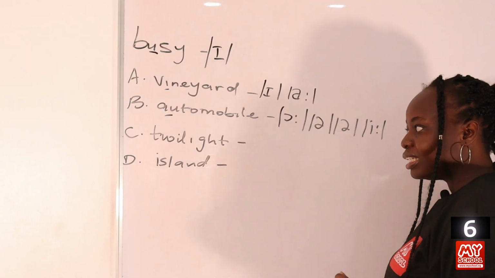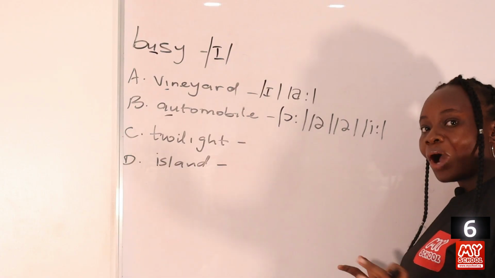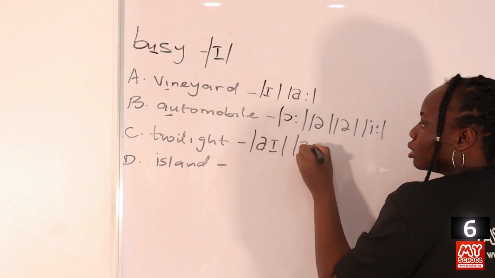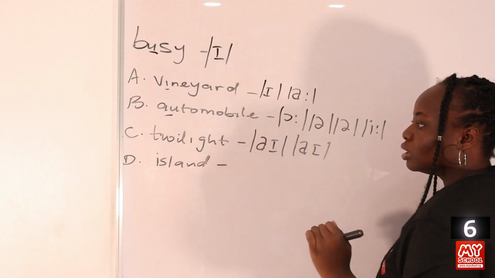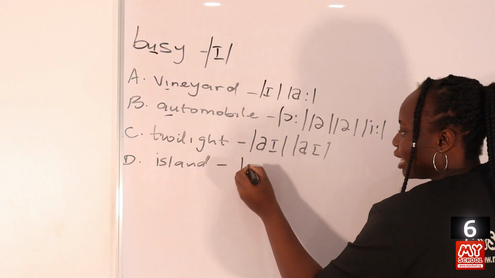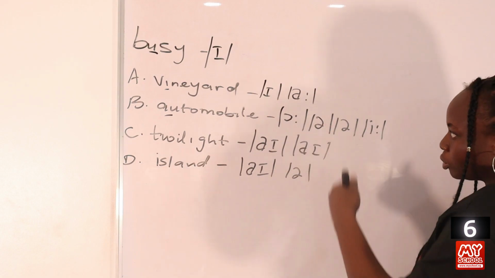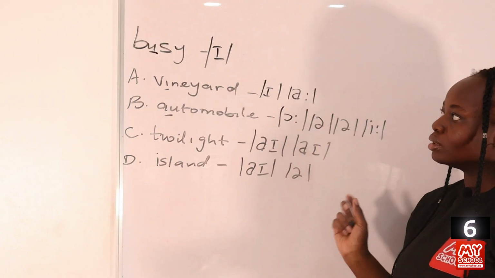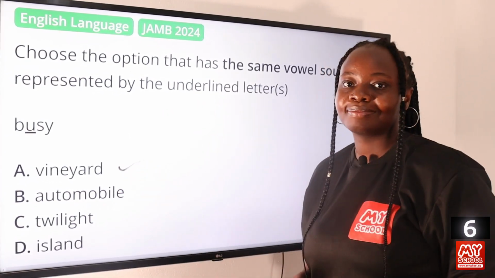Then for option C, it's pronounced twilight. Sometimes we pronounce it as twilight, but it's pronounced twilight. So here we have two I sounds. This one in the first syllable and the other one in the second, twilight. Then the word island, island has the I sound and the schwa sound in the second syllable. So from this transcription, we can see that the one that has that E sound is option A, vineyard. Now let's go back to the screen to mark our answer. So from the transcription, we can see that option A is the answer to this question.